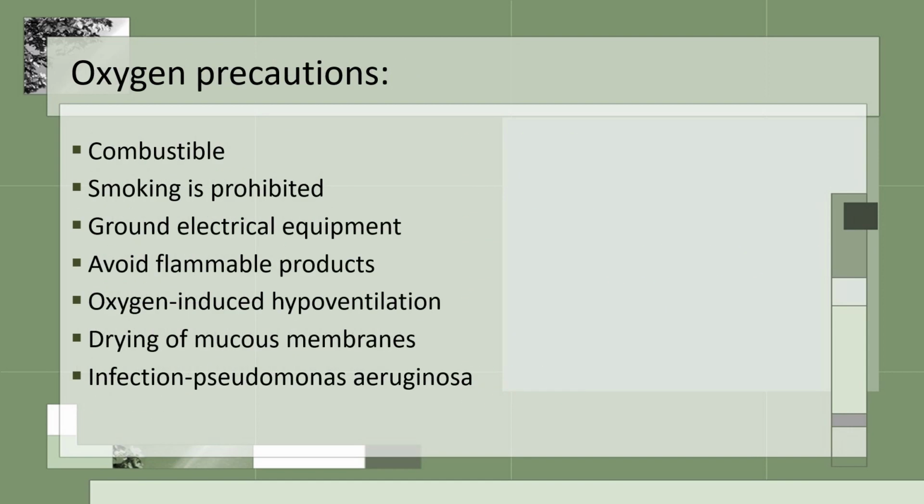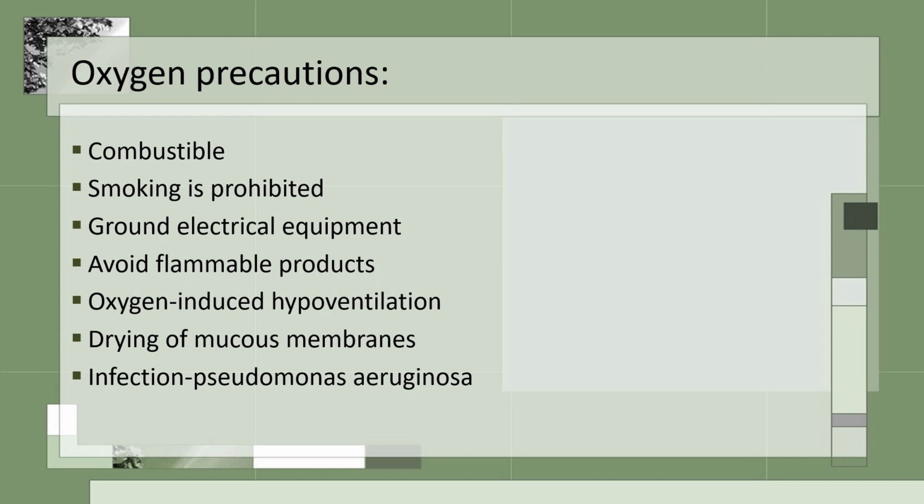Some more oxygen precautions. So oxygen is combustible. It will catch fire. So you have to be careful what you use around oxygen. Smoking is definitely prohibited. Also, open flames like on a gas stove are also prohibited. Make sure electrical equipment is grounded. Avoid flammable products like hairspray and petroleum products.